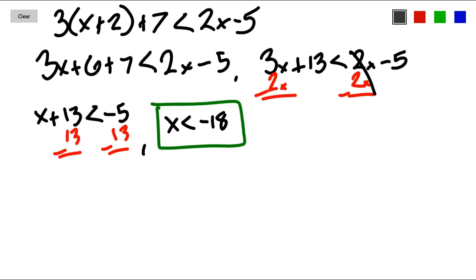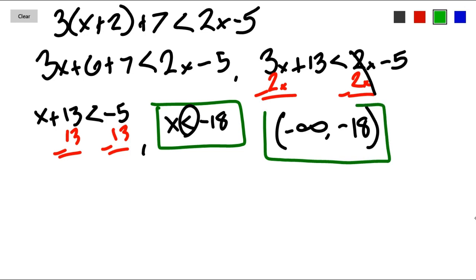So if you want to represent this with interval notation, take note of the type of inequality symbol we have. We have a less than. So since we have a less than symbol and it's unbounded, we have negative infinity for the lower bound, because x can be less than negative 18. It's every number that's less than negative 18. So we know that negative 18 is the higher bound. And since it's just strictly less than, it is not included, so we represent that with parentheses.